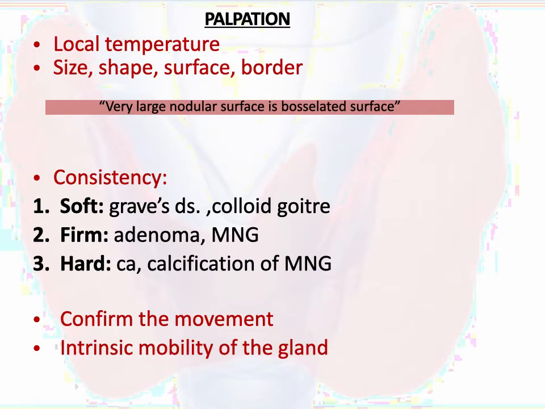Palpation, local temperature, you will see size. It's all for all the swellings. Local temperature, size, side, shape, surface, borders. Very large nodular surfaces we call in thyroid bosselated surface. That is a bumpy surface, bumpy, bosselated. Consistency: Graves' disease and colloid, it is soft. Adenoma and multinodular goiter, it is firm, and hard like a bone in carcinoma and calcification of the multinodular goiter. It will be hard like a bone, firm like the tip of your nose, right? And soft like lips.